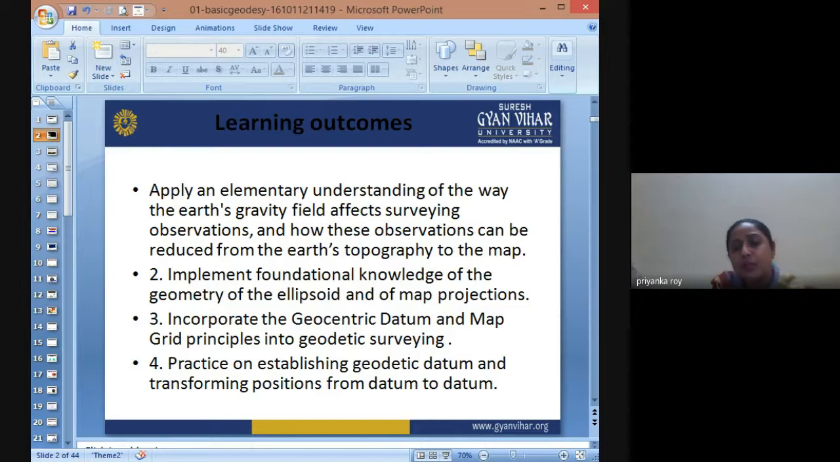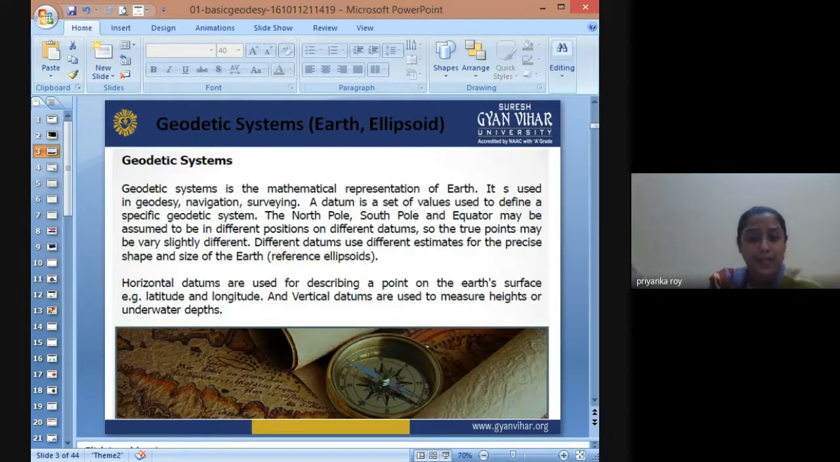We will learn to implement foundational knowledge of the geometry of the ellipsoid and map projection. We will learn to incorporate the geocentric datum and map grid principle into geodetic surveying. We will practice establishing a geodetic datum and transforming positions from datum to datum. All right, so in this lesson plan, we will learn that.